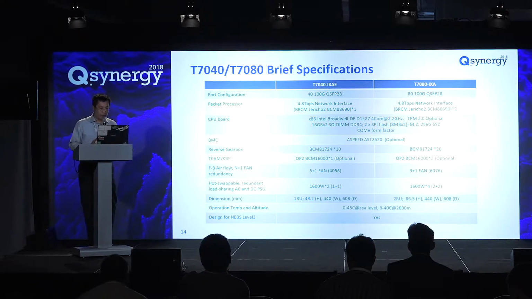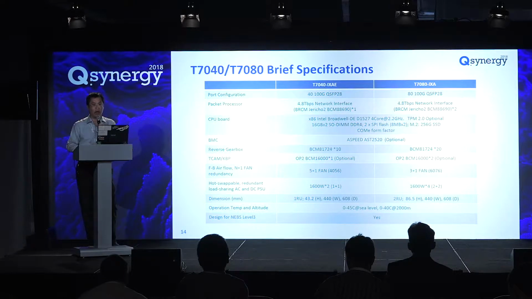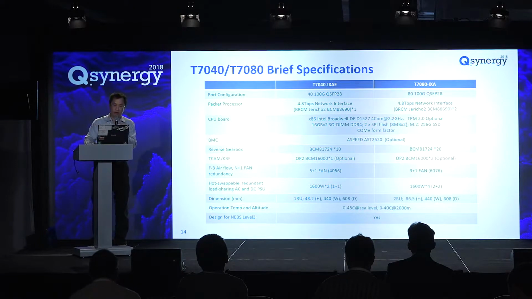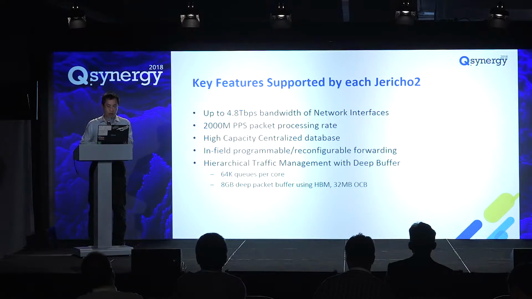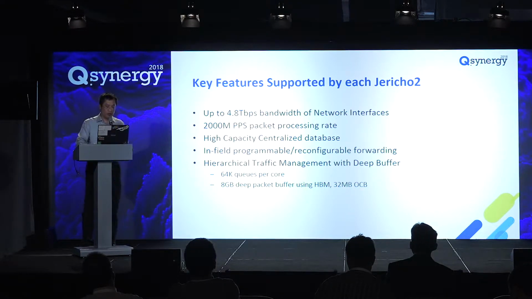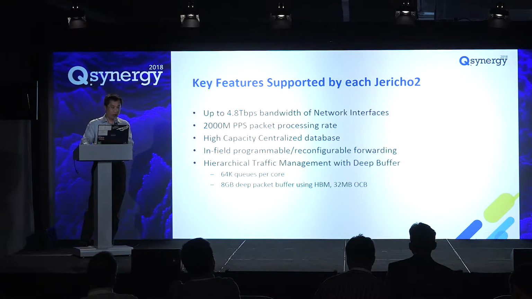Redundant power, redundant fan, and 1RU and 2RU, two versions of the product, and a target to support NEBS Level 3. That is very important for the US telecoms. So these are the key features of the Jericho 2 and of our router products. It can provide 2,000 million packets per second processing rate, and also in-field programmable engines. That means programmability is also supported in these routers, and deep buffer.